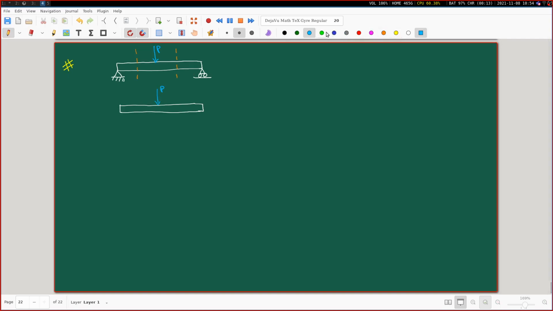This is P, this is P by 2, this is P by 2, and now if you take a cut section here, you will get one expression of M which will be valid from 0 to L by 2, and let me just write that. So this is L by 2. And this entire distance, of course, is L.